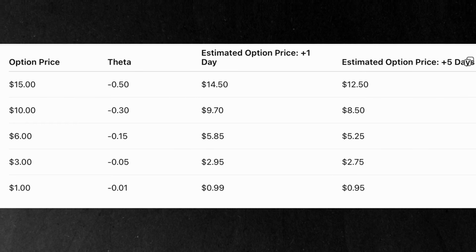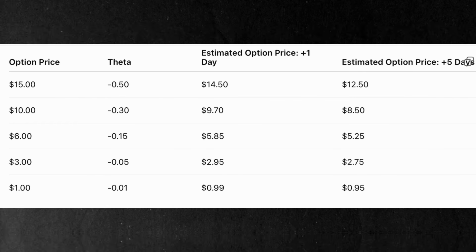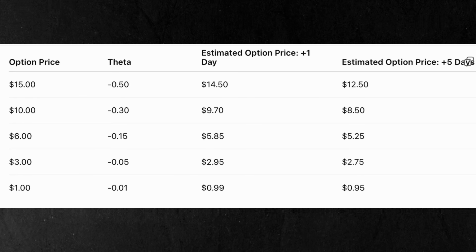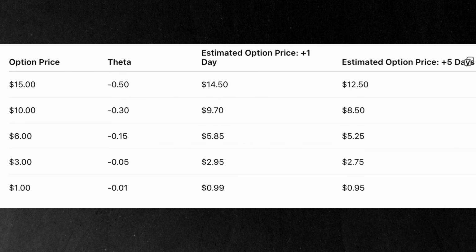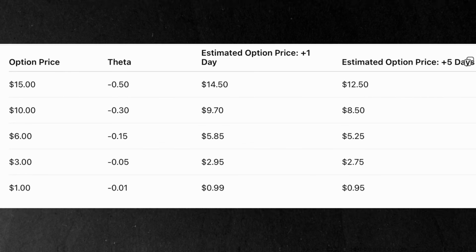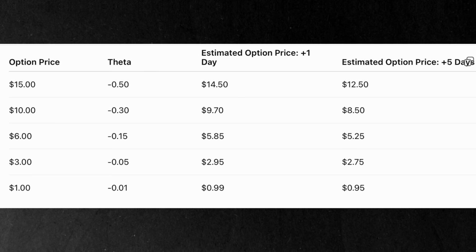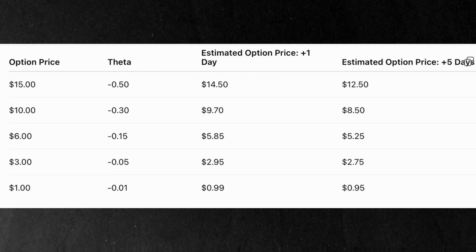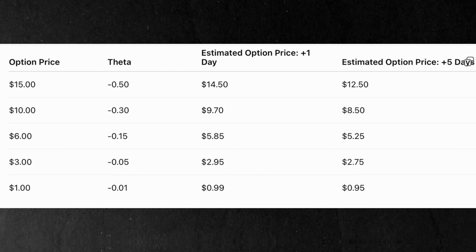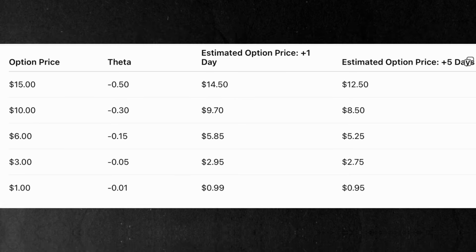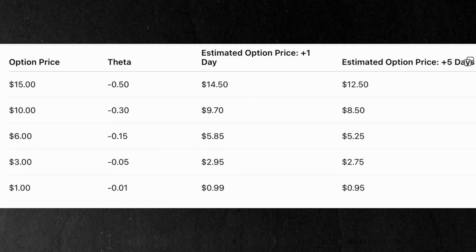After 5 days, $12.50. Granted, theta's meant for a day-by-day approximation, and you can't just multiply it by 30, because as you get closer to expiration, theta starts to really pick up. So theta's not the exact same number day by day, but that would be a rough approximation of what your option would be worth after 5 days. Okay, so you can see a bunch of examples here.